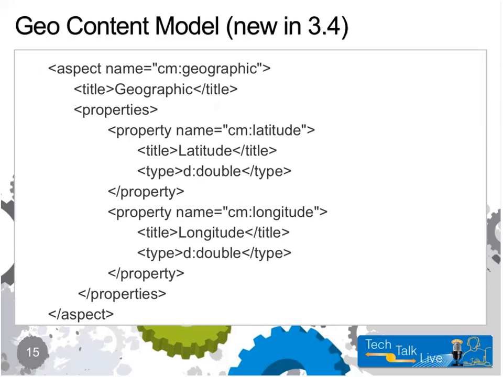So for a little bit of an example, here we've got the new geo content model that came in 3.4. It's very simple. The aspect contains simply a latitude and a longitude. Nice and simple. Then Tika is able to extract geographic information from, I think it's about half a dozen different file formats that support it.